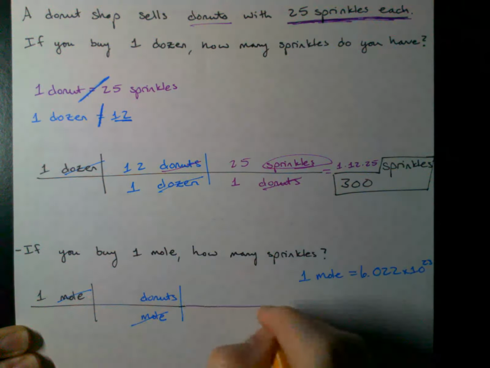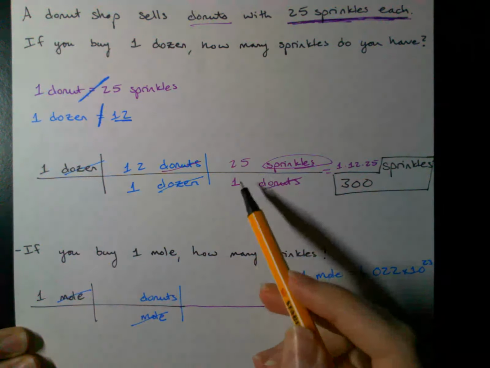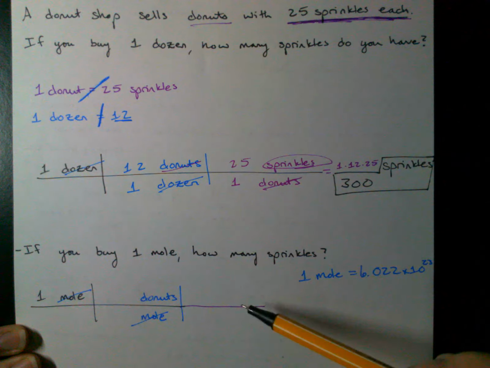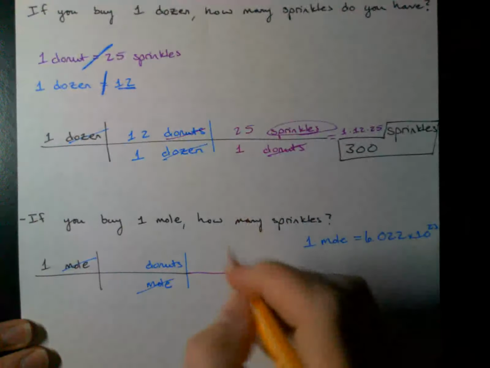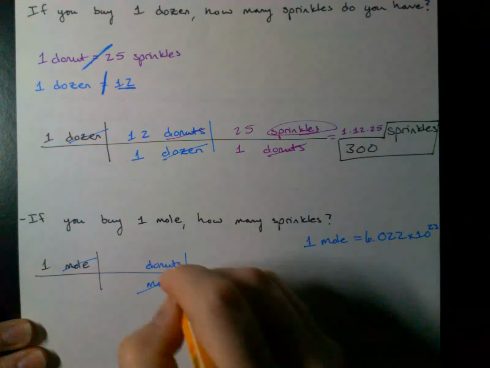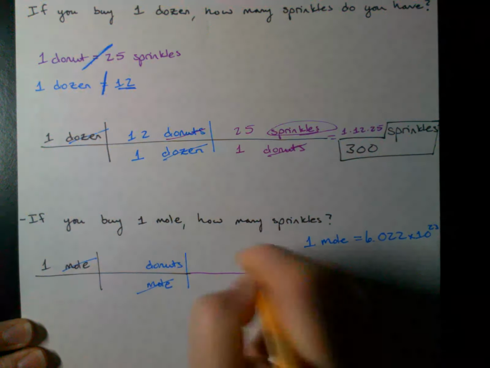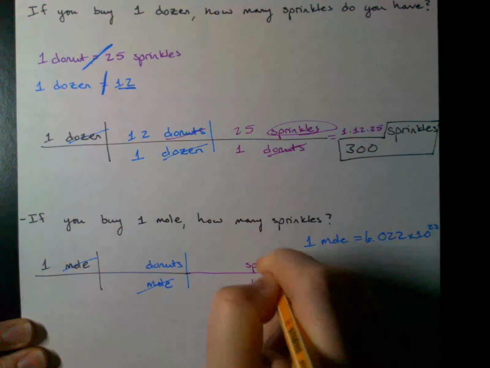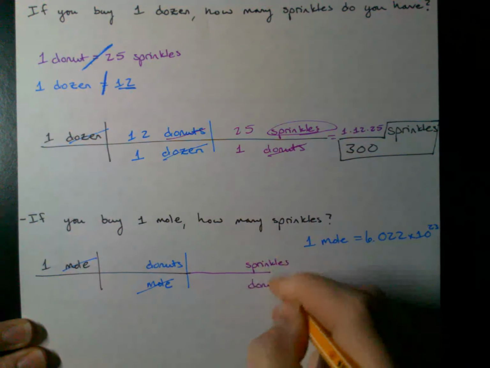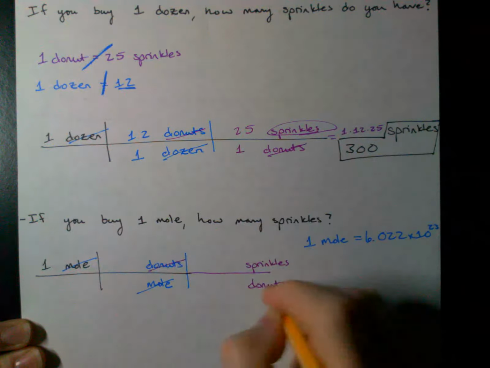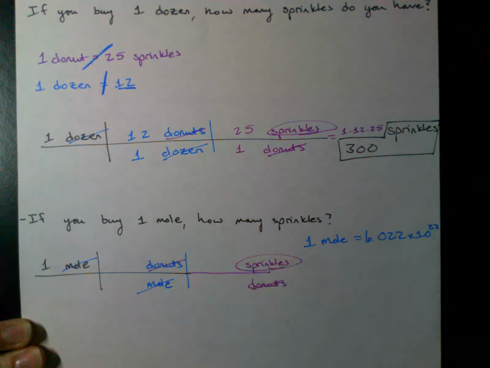And then if I use the same, it's all the same, right? This setup looks exactly like this setup. Don't forget. So I don't want donuts in my final answer. I'm going to put it on the opposite side. And I know I need to end up with sprinkles, and I have something that connects sprinkles and donuts, right? Okay, my donuts cancel out. I'm left with sprinkles. I know my setup is correct.